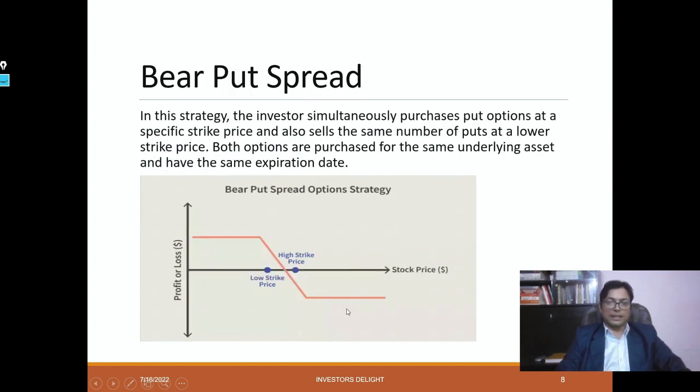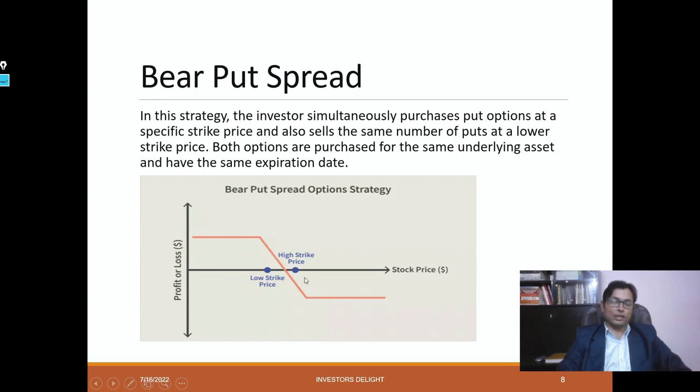Similarly, bear put spread is similar to that. Here, the investor simultaneously purchases put options at a specific strike price and also sells the same number of puts at a lower strike price. Both options are purchased for the same underlying assets and have the same expiration date. Here also you can see that it is bear put spread.